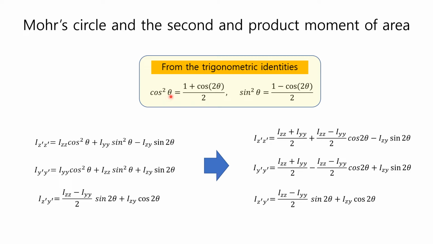By changing the square term of these three equations into 2 theta using the trigonometric identities, it can be expressed as three expressions on the right with the 2 theta terms.